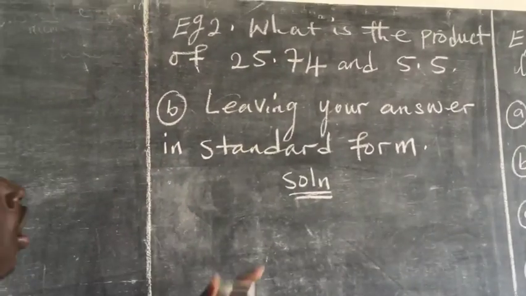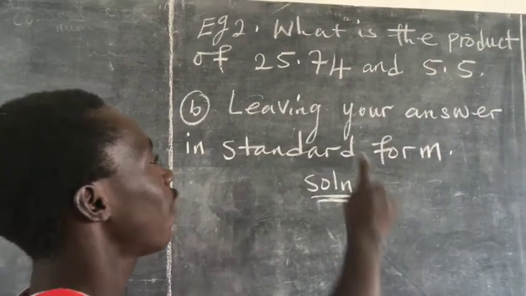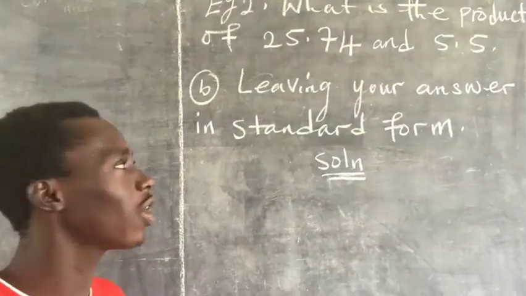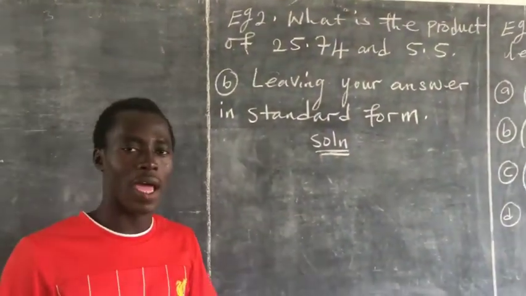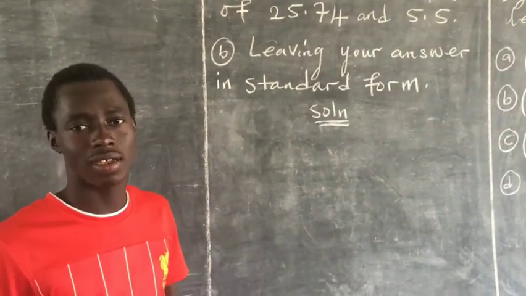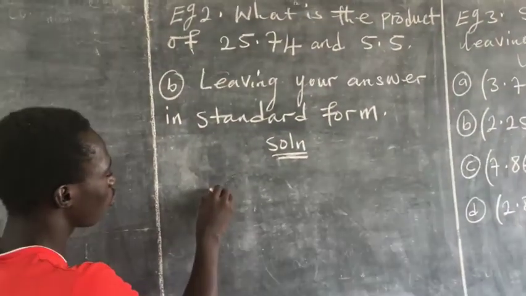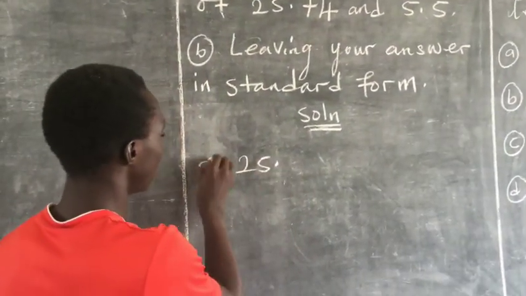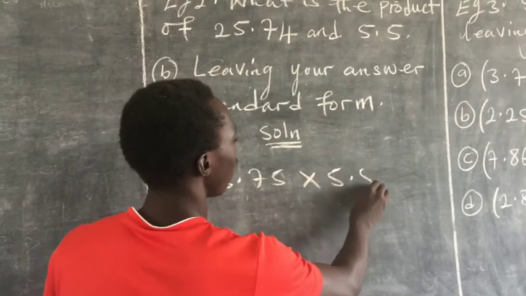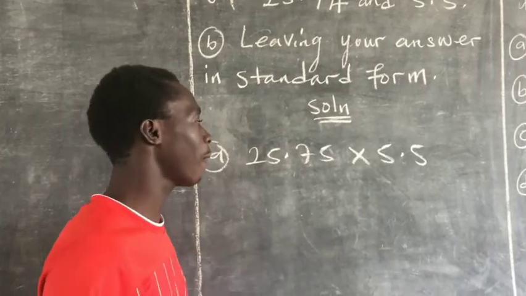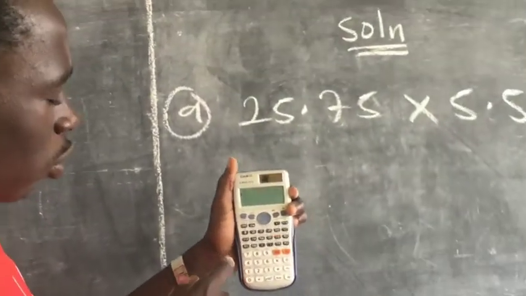Example 2. What is the product of 25.74 and 5.5? It means when you multiply 25.74 by 5.5, what will be the answer? The product means when you multiply the two numbers given. Now, we have 25.74 by 5.5. Now, when you take the calculator, you use your calculator now.